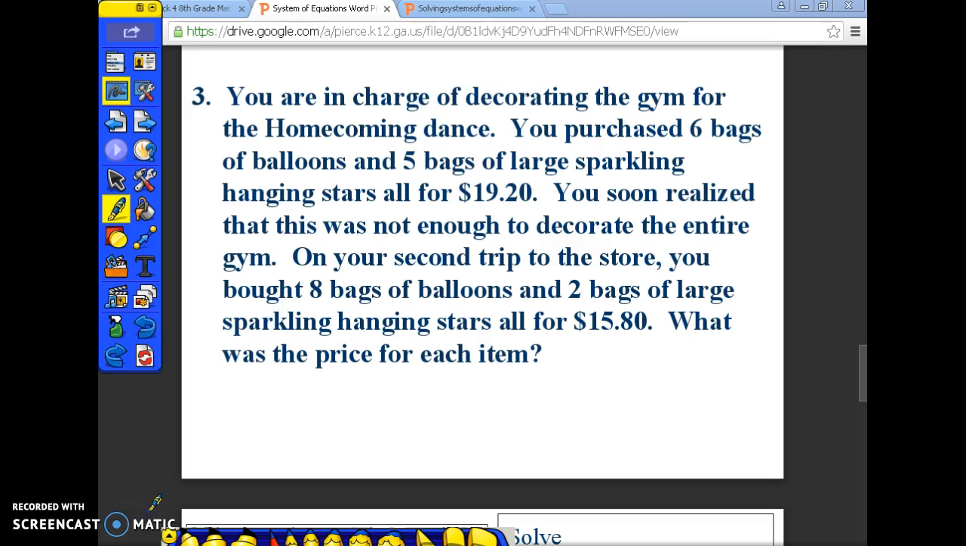So I'm going to use B for bags of balloons and S for sparkling stars. Now, of course, you can use X and Y, it doesn't matter. So for $19.20, I purchased 6 bags of balloons plus 5 bags of stars. And this wasn't enough, so my second trip, I bought 8 bags of balloons and 2 bags of stars for $15.80. So, I need to isolate one of my variables.